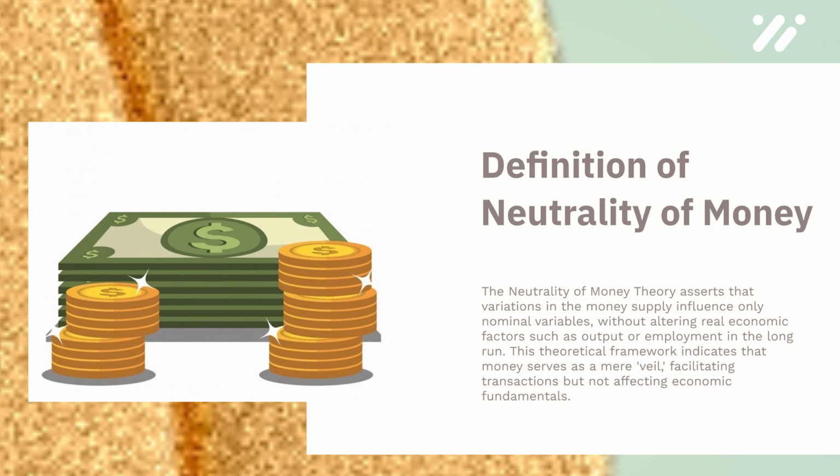The neutrality of money theory is a foundational concept in economics, particularly in macroeconomic theory, that has sparked debate and analysis among economists for centuries. This theory suggests that changes in the money supply only affect nominal variables, like prices, wages, and exchange rates, but have no long-term effect on real variables such as output, employment, or the structure of the economy. In this lesson, we explore the definition, historical development, and critiques of the neutrality of money theory.